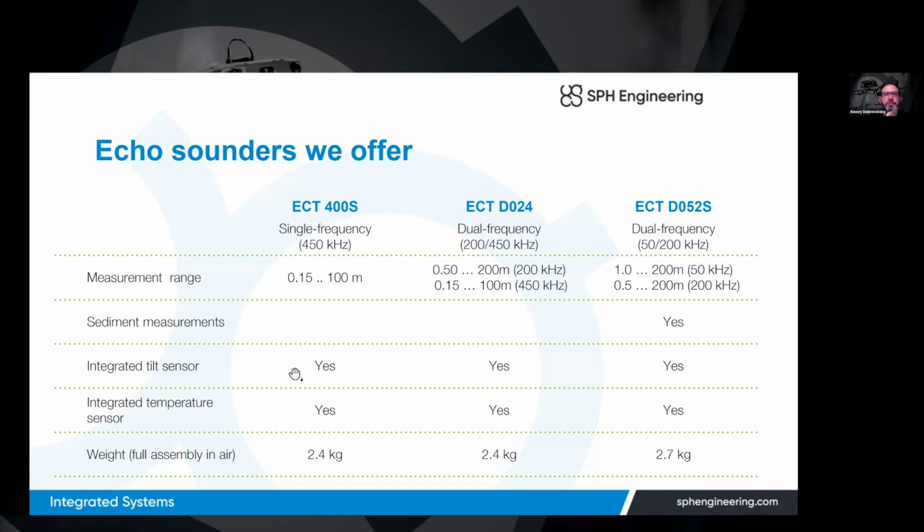All echo sounder models have an integrated tilt sensor. It is very important because it allows us, in software, to check if the sensor was vertical or almost vertical during the measurements and reject all measurements when the angle of the sensor was outside of some set threshold. And also, all echo sounder models have a temperature sensor.